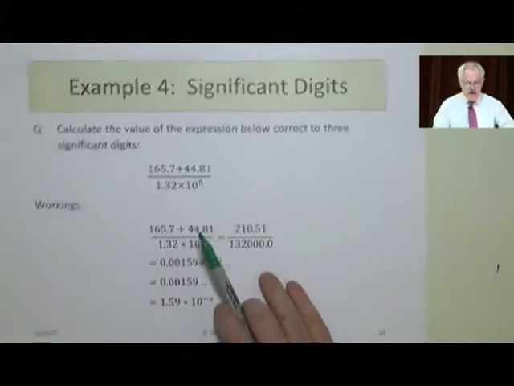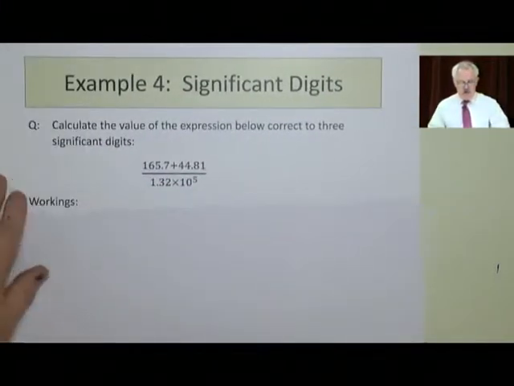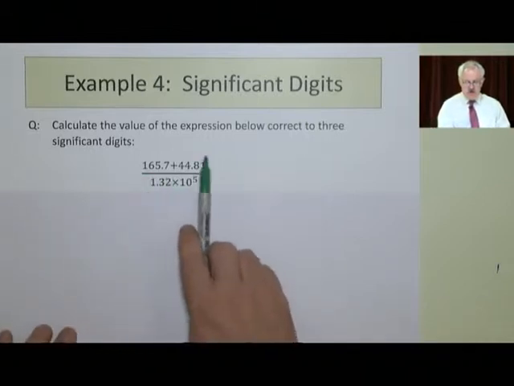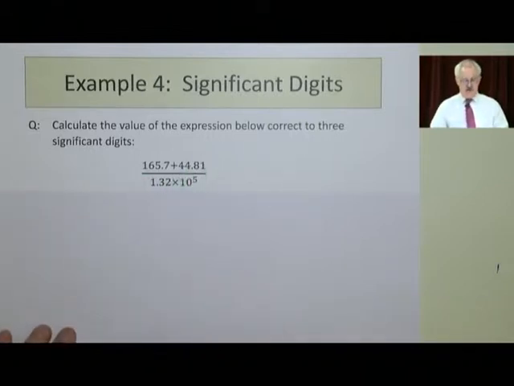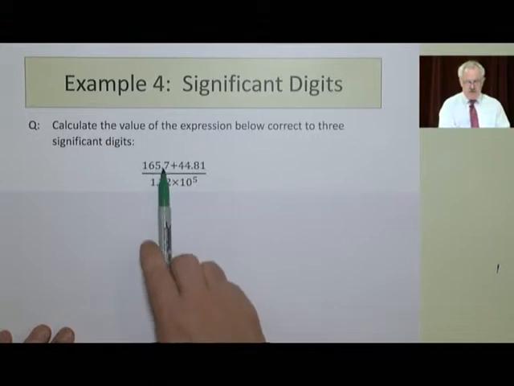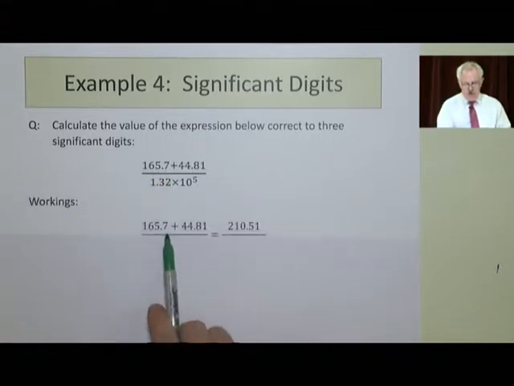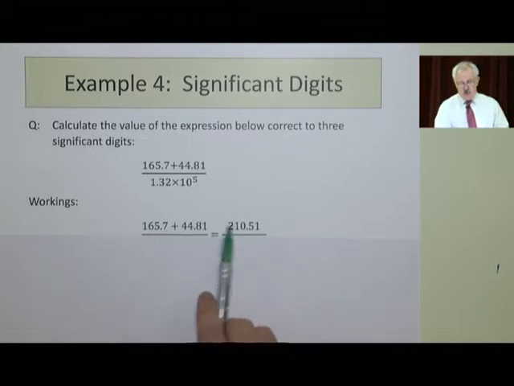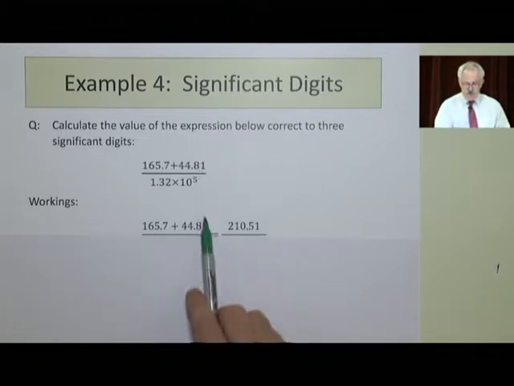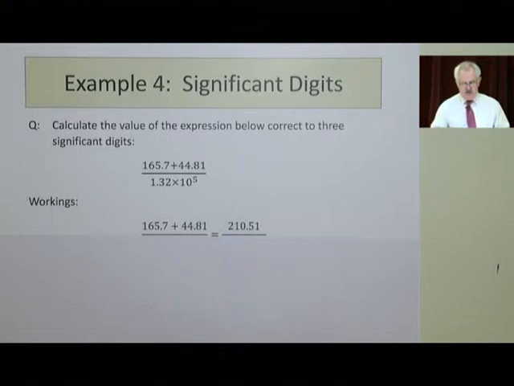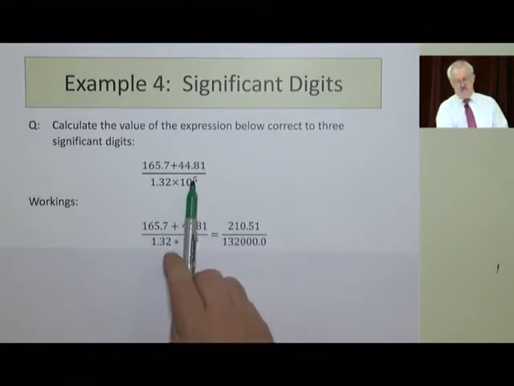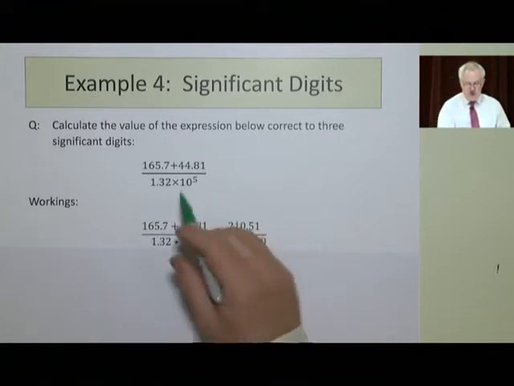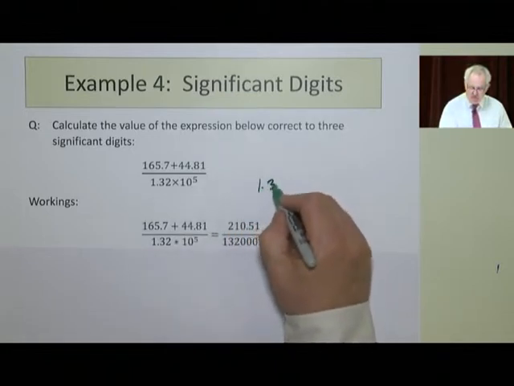It might say calculate the value of the expression below: 165.7 plus that, divided by this. So we add the two numbers on the top and we get 210.51. They're of the same sort of order. We have two decimal places here, so we have two decimal places here. And 132 by 10 to the 5.